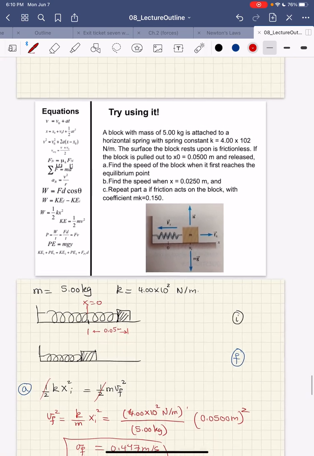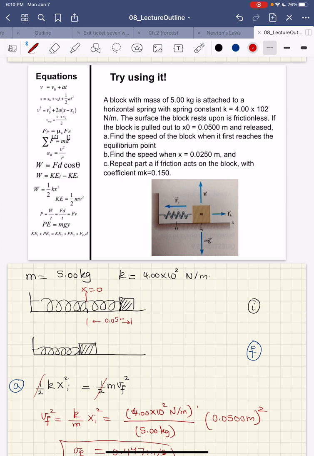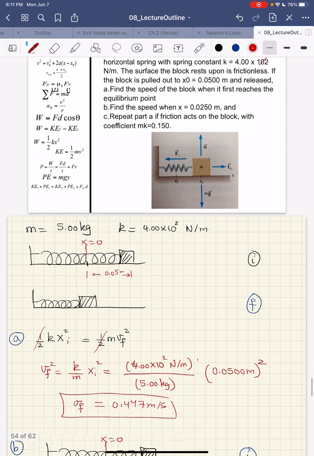This one here is a horizontal spring. I have a block that has a mass of 5 kilograms and is attached to a horizontal spring with spring constant k equals 4 times 10 to the 2, in newtons per meter. The surface the block rests upon is frictionless. If the block is pulled out to x0 equals 0.05 meter and released, find the speed of the block when it first reaches the equilibrium point.